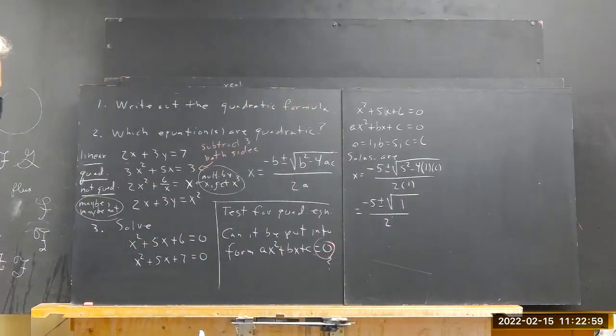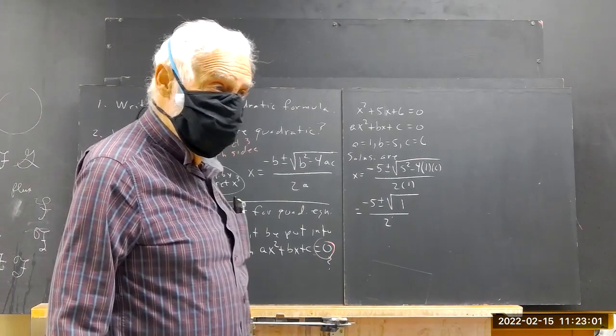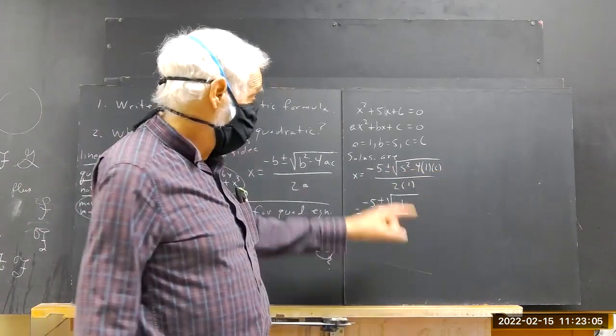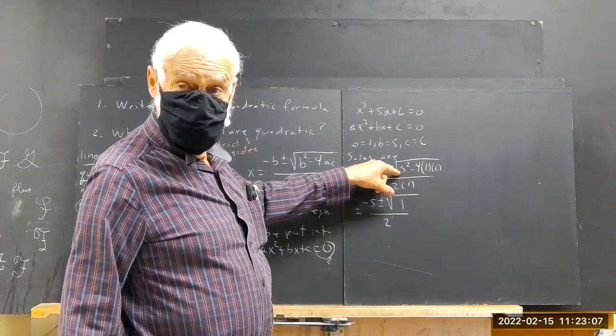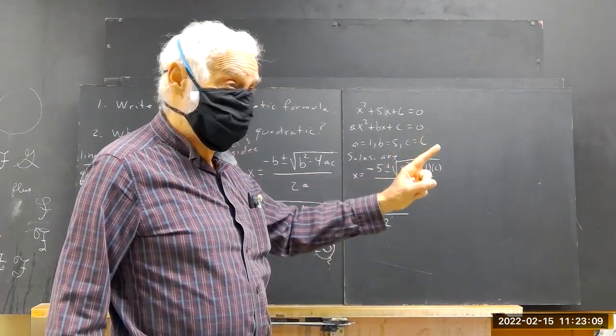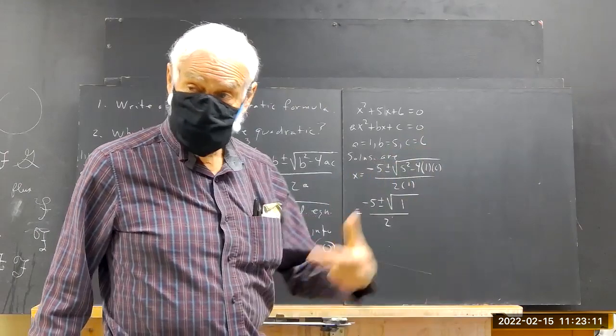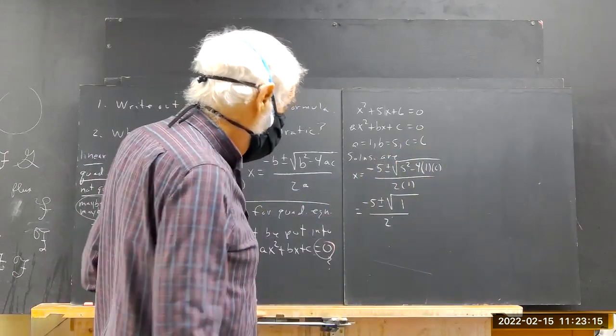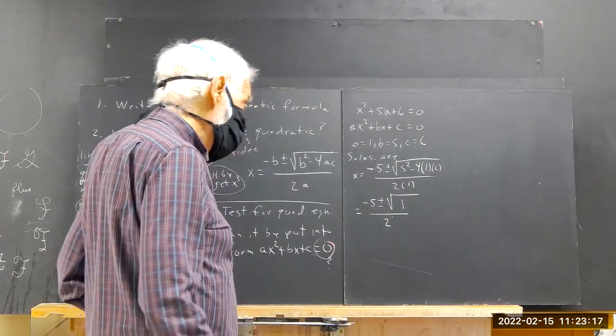We get negative 5 plus or minus the square root of 1, over 2. Find the square root of 1. Well, 4 times 1 times 6 is 24. So you have 25, which is the square of 5, minus 24, which is 1. So everybody's going to get that. I'm not concerned. You all can do your arithmetic. Okay. Yeah, do it carefully.